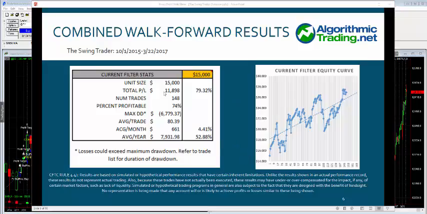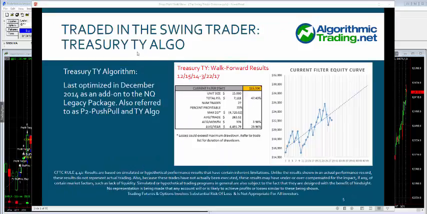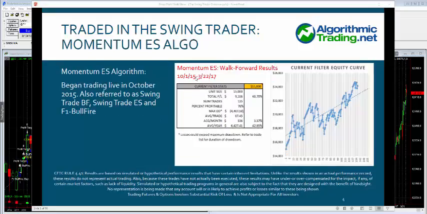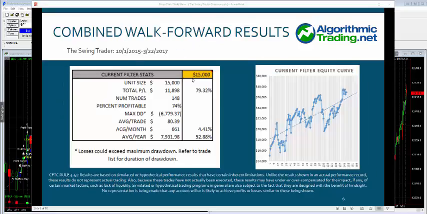Okay, so now what we're looking at is when we combine the two algorithms together, this is the complete swing trader system. And you might note that we start the walk forward in October 2015. The reason we start in October is because the Treasury started in December 2014, but the ES started in October 2015, so we have to take the largest period to show a consistent walk forward. If we went back to December, then it would be a hybrid of back-tested plus walk forward.